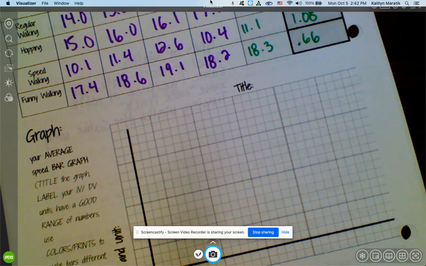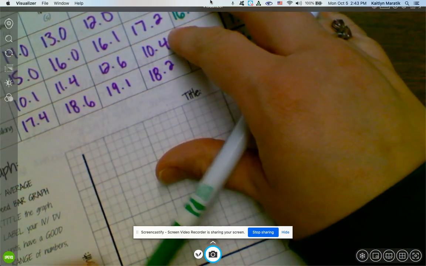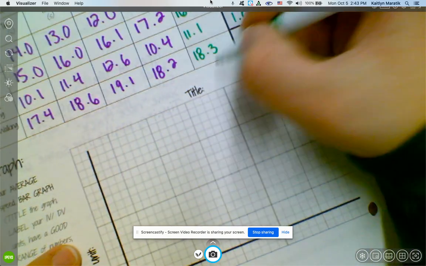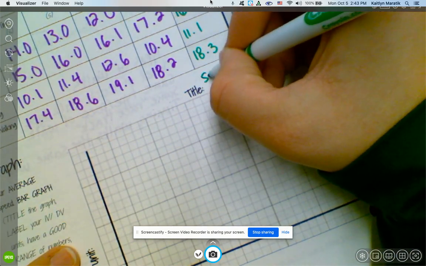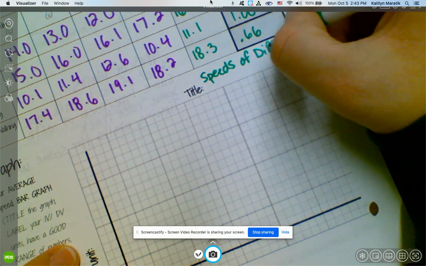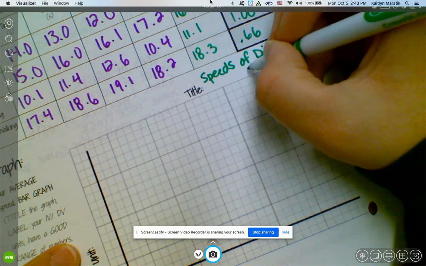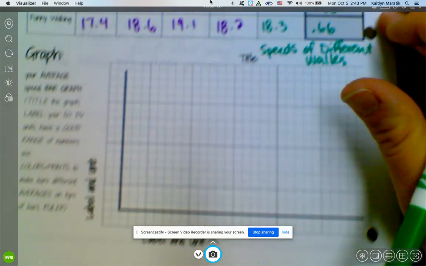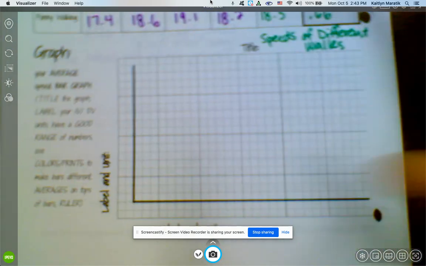For mine, I'm trying to think of what would be a good, like, wonky walk speeds. Mine are usually more scientific. I'm not as creative as Mrs. Carpolini and her students. You guys got to show me up. Until then, I'm going to do speeds of different walks. Usually if I need to come up with one, I research it, go to thesaurus.com.